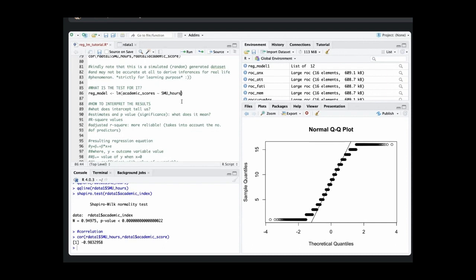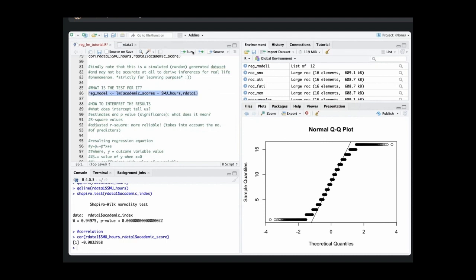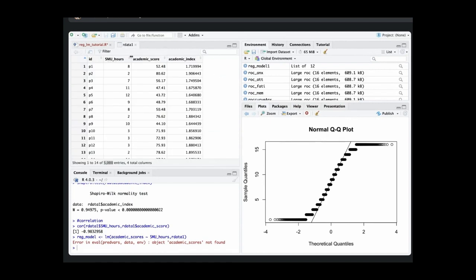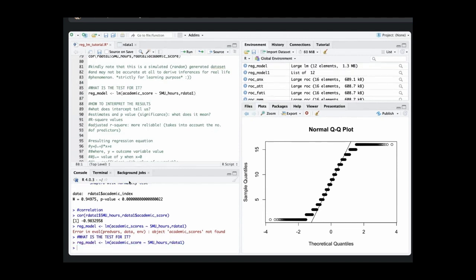Once you mention this formula, you put a comma and then write your data set. You mention what data set you want R to use. These two variables are contained in this data set, which is R data 1. I'm going to run this. R tells me there is an error, so maybe I've misspelled something. Academic scores. Now I think it should work. Cool. R has stored this linear model.